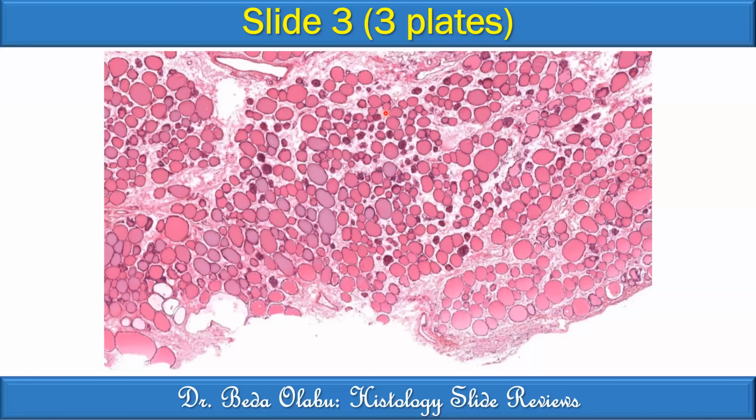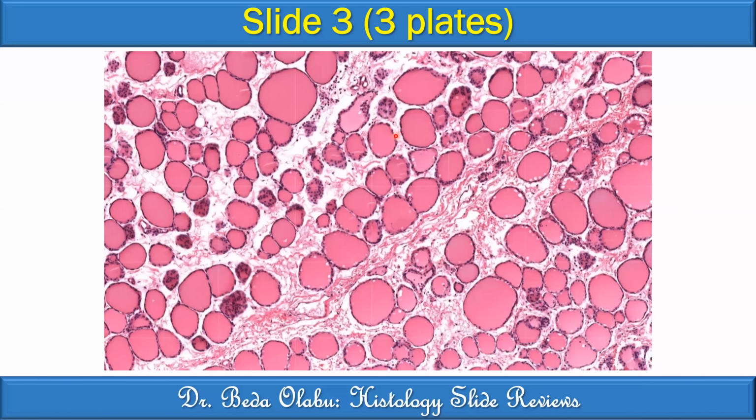There are 2 types of cells here. So these cells, which are big, are surrounded by follicular cells, and in between there is a colloid material. And then there is another type of cell which is not surrounding anything, so we call these parafollicular cells. Okay.